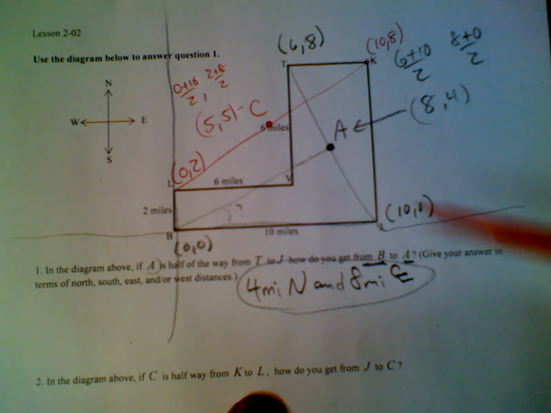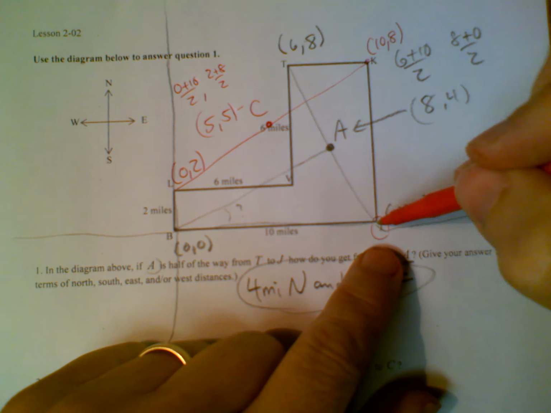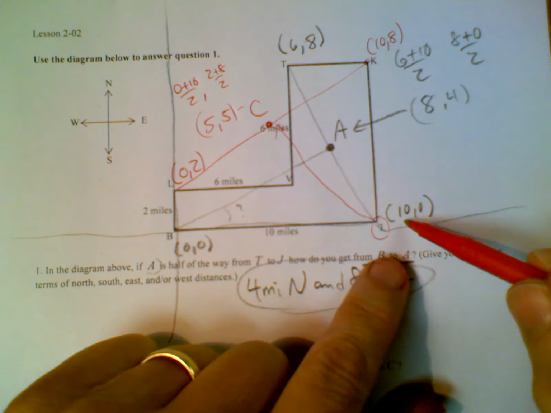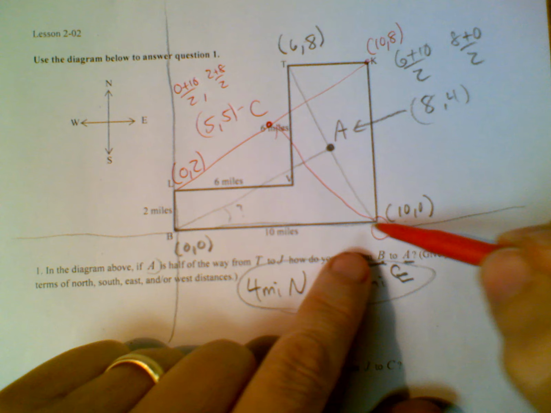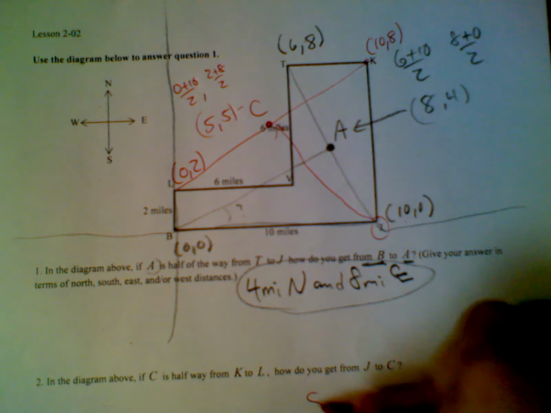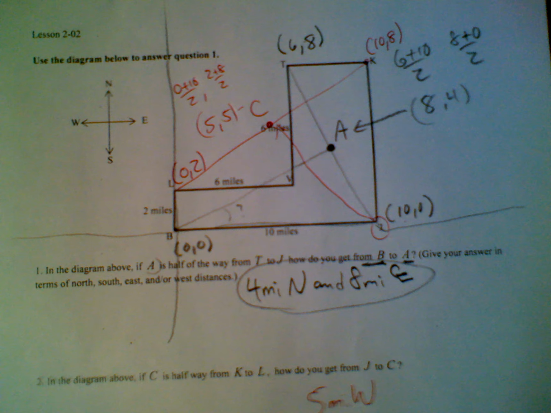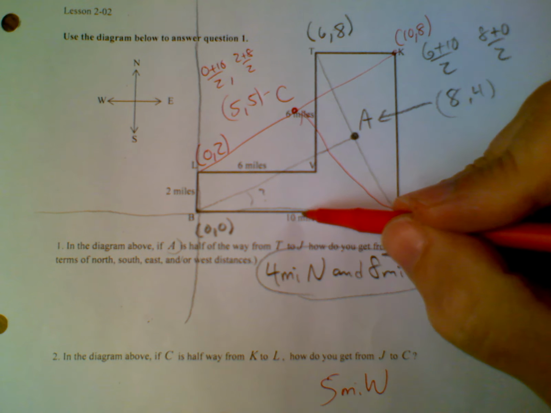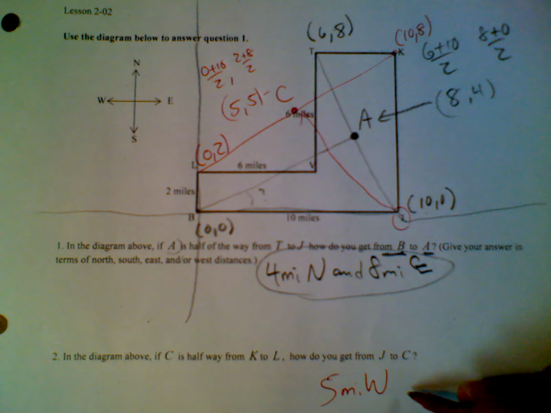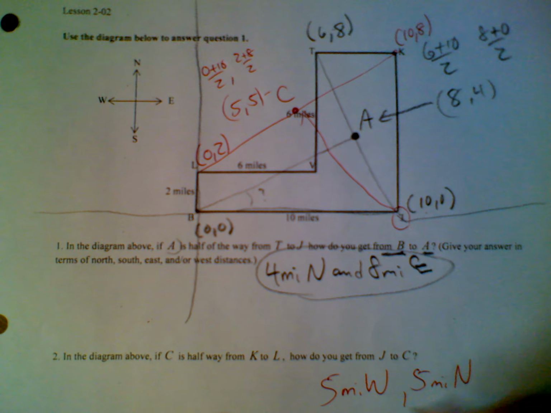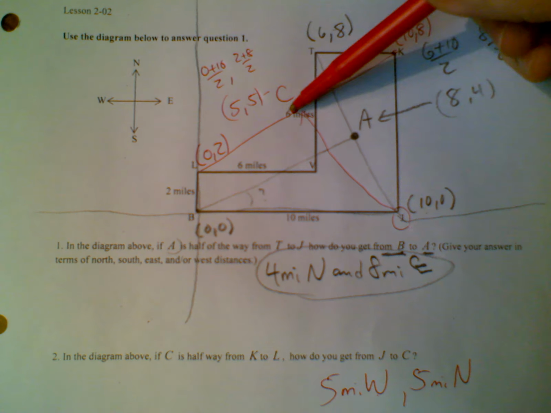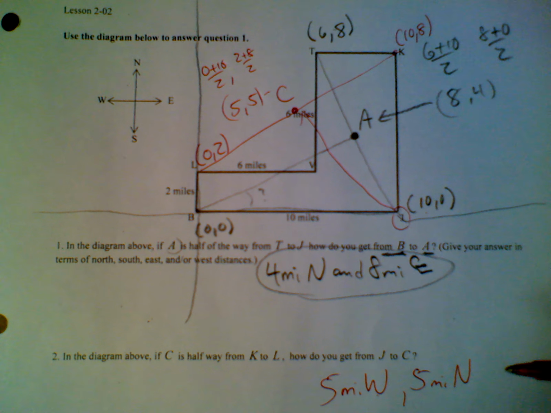Okay. Now, if I'm trying to get from J to C, J is at 10, 0. C is at 5, 5. So I'm going from J to C, from 10 to 5, that means I've got to go 5 miles to the west. And then 5 miles north. West and north. It cannot be east and south. That would be going in the opposite direction from C to J.